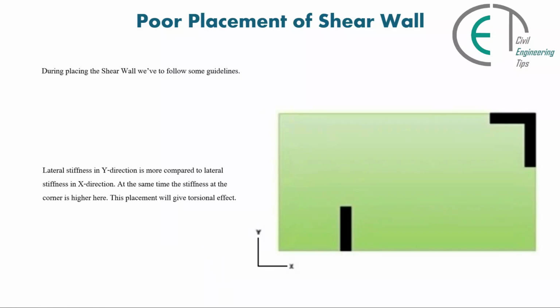Poor placement of shear wall. In this figure we can see that there are 2 shear walls available in the building. One is on the top right corner and another one is in the bottom. So if we observe carefully, then we will get to know that lateral stiffness in Y direction is more compared to the lateral stiffness in X direction. At the same time, the stiffness at the corner is higher here. This placement will give torsional effect.